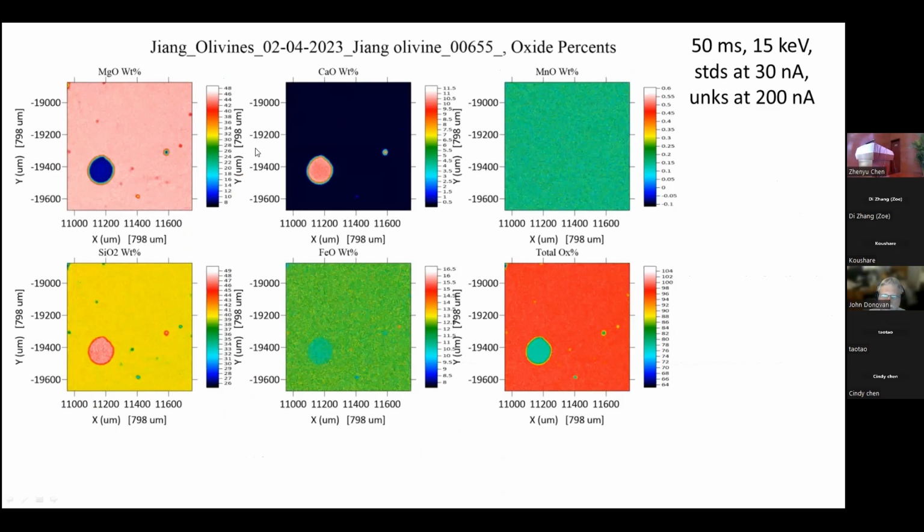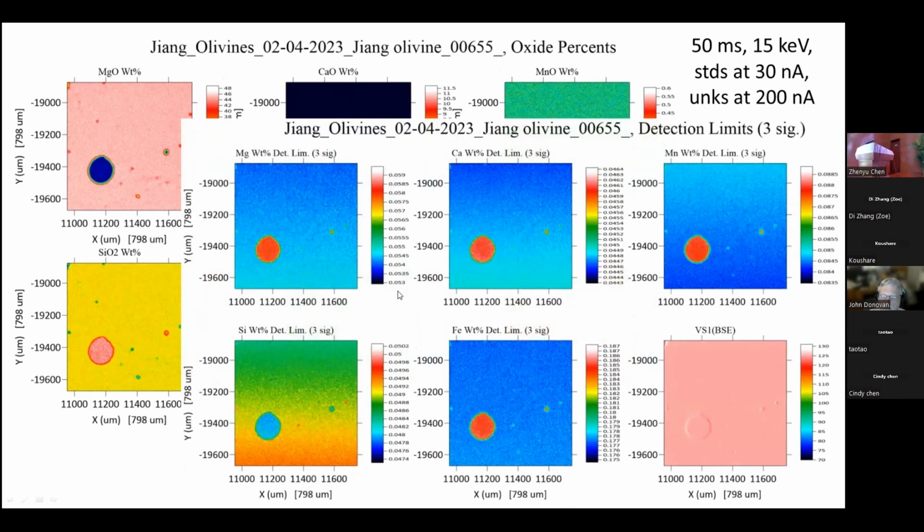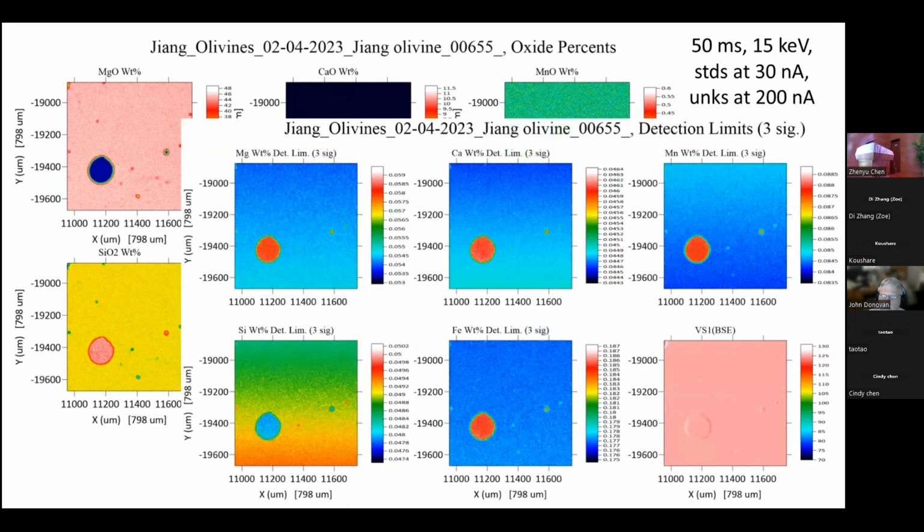Now here's an example of an olivine mapped at 200. The standards were acquired at 30 nanoamps and the unknowns at 200 nanoamps. And you can see we're getting like 400 ppm single pixel detection limits. I should point out that our totals are actually around 99.5%, or 99%, 99.2%, but we're not measuring all the trace elements, the minor elements that we should. But it's still, and the stoichiometry came out great. I should have shown an example of that, but I didn't. Anyway, we're getting great detection limits.